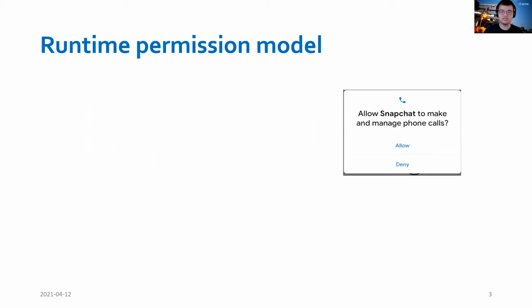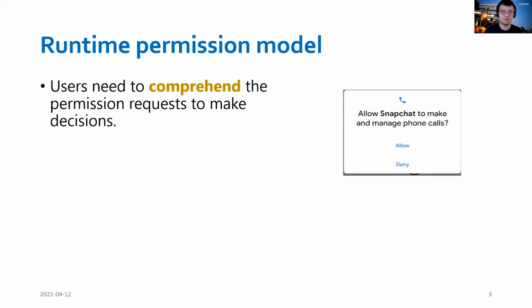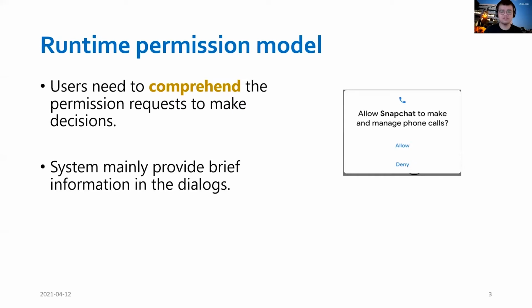Users need to make decisions based on the context in the app and the information from the dialog. From the information in the dialog, users need to know what data is inside this permission group, so that they can decide whether to share this data with the app based on the context. Currently, the information is mainly provided by the system, as shown in the dialogs. If users misunderstand the system-provided information, they may make uninformed decisions.